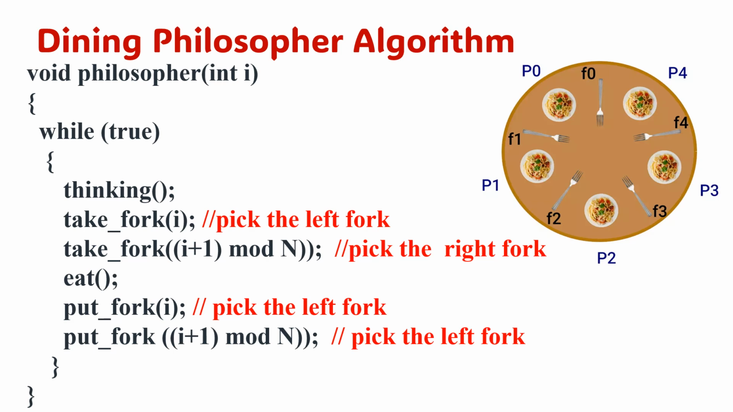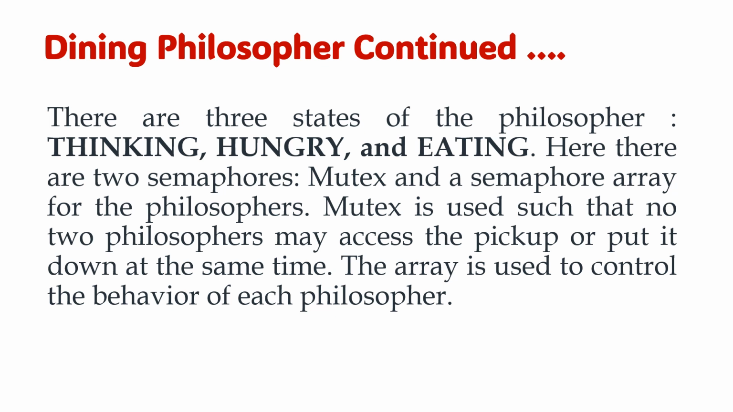Race condition. So to avoid the race condition, there are some solutions. One of the solutions is to use a semaphore array. So it is an array of semaphores.